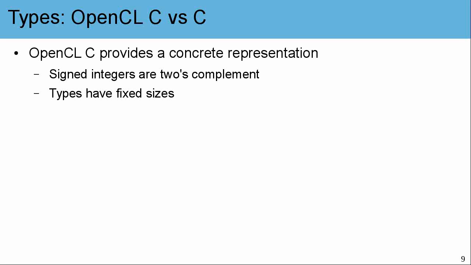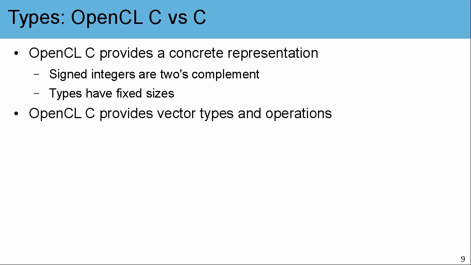So let's see what is different between OpenCL C and C. First, OpenCL C provides a concrete representation. C does not provide this. In particular, if you think about signed integers, in OpenCL C, which is executing on the device, signed integers are represented with 2's complement. C does not specify this. In OpenCL C, the types have fixed sizes. With C, this is not the case. OpenCL C provides vector types and operations, not the case in C, and actually not even elegantly done in C++.